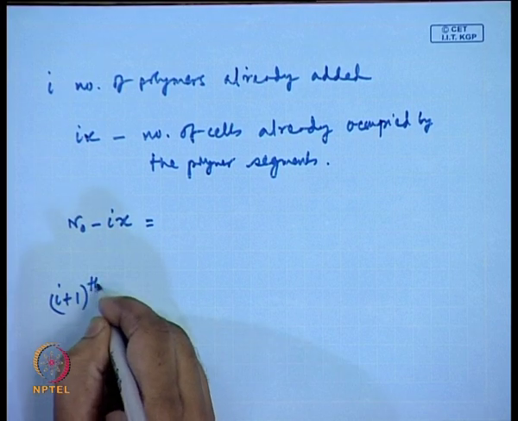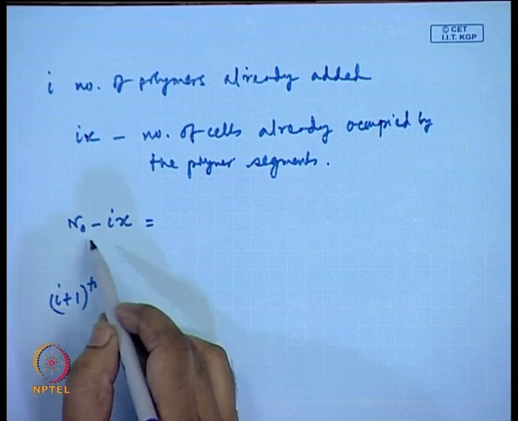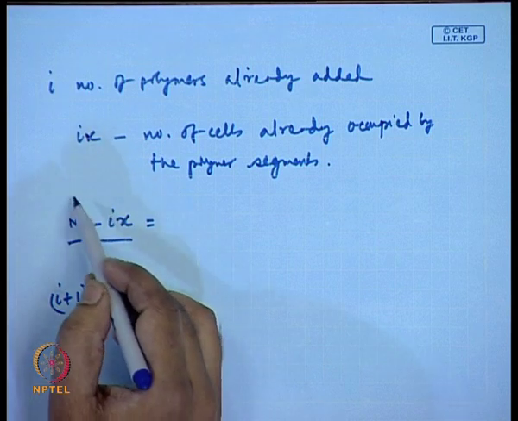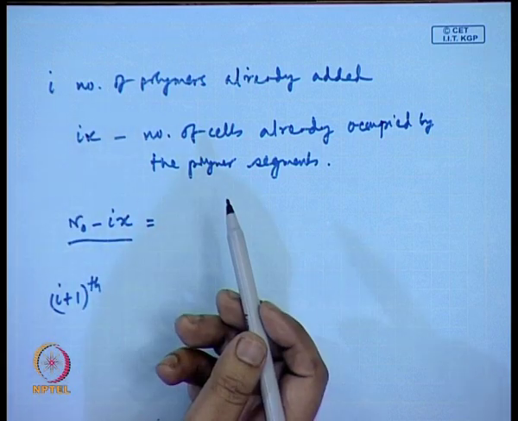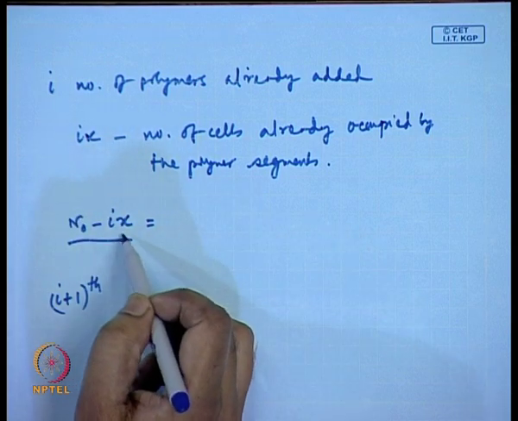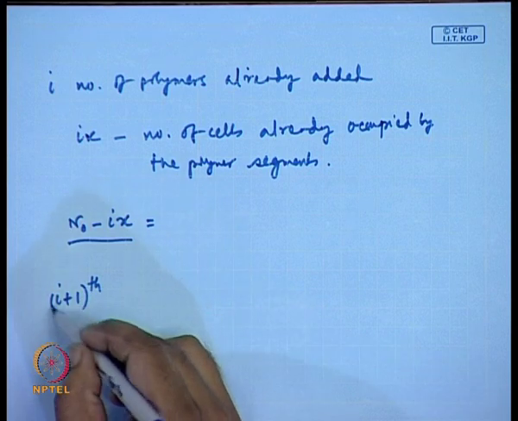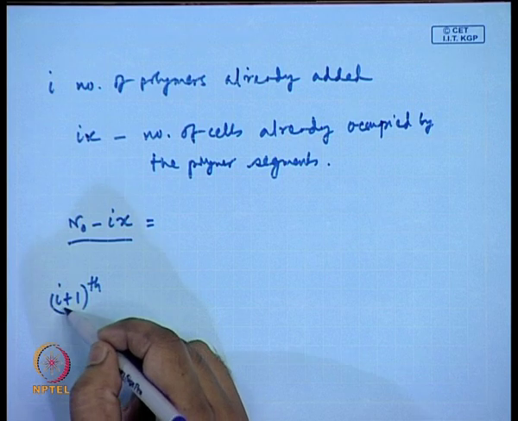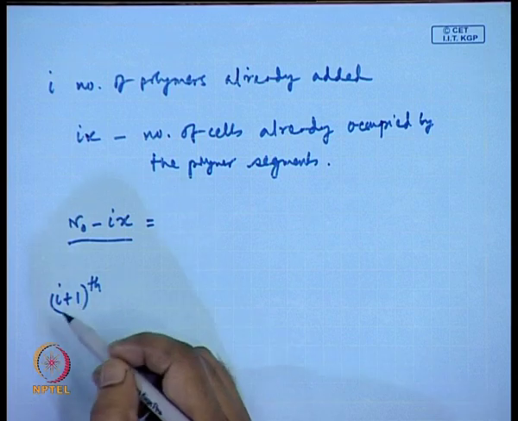okay, where the next one, the I plus 1 polymer chain, we can place. This is the number of cells which are vacant, because n 0 was the total number of cells and I x is the number of cells already occupied. So, n 0 minus I x is the number of vacant cells where we can place the next polymer molecule, which is the I plus first.